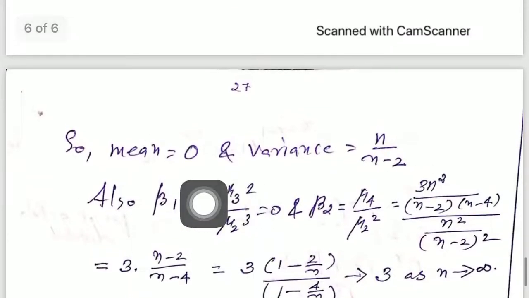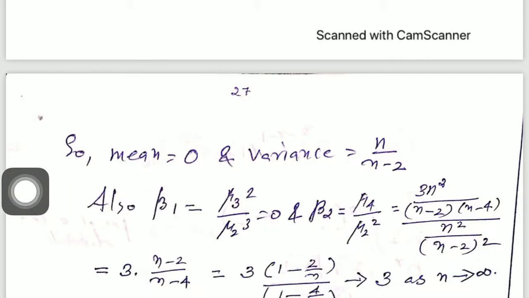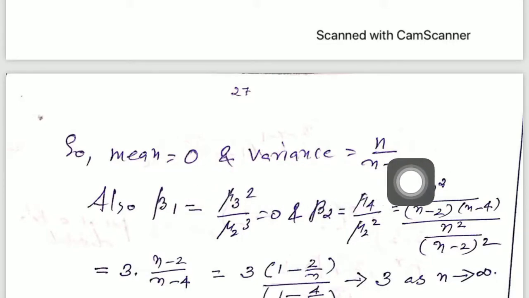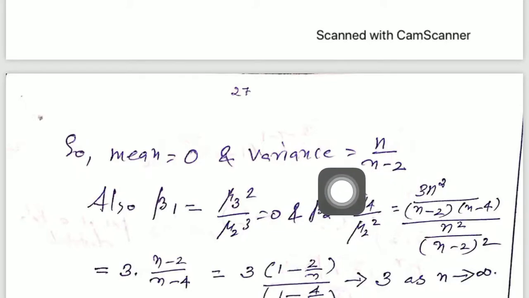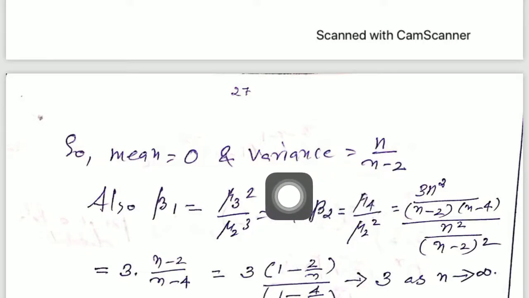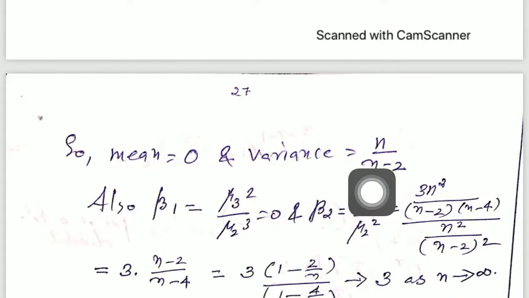Okay, so the mean is equal to 0, because you know all odd order moments are 0, and variance is equal to n divided by n minus 2. Variance, what is variance? Variance is equal to expectation of x square, that is n by n minus 2, minus expectation of x the whole square, that is 0 square. So this is the mean of the t distribution, and this is the variance of the t distribution. Right? Okay.